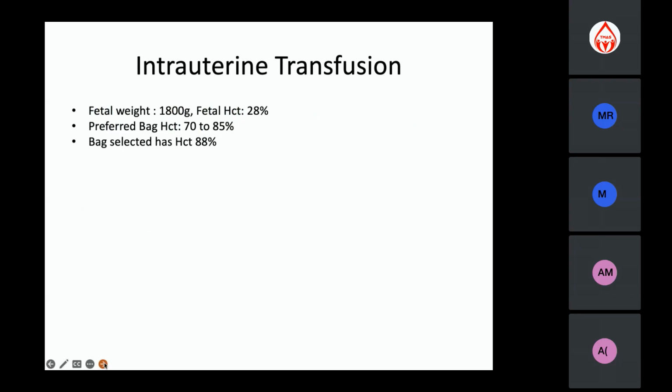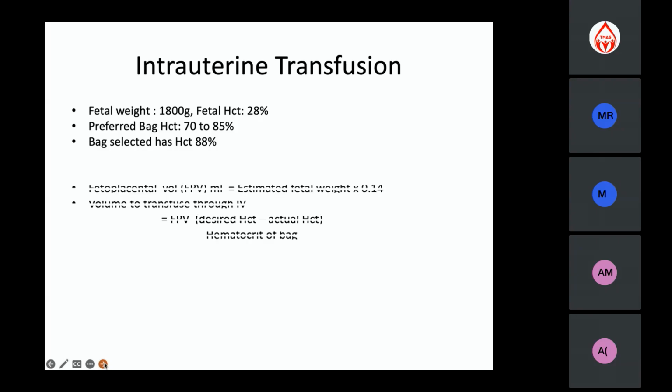With respect to the same patient, suppose the patient is planned for intrauterine transfusion, and the estimated fetal weight is 1800 grams by ultrasonography, and the fetal hematocrit is 28% by cordocentesis. The preferred bag hematocrit from the clinician was 70 to 85%, and the bag which we chose was 88% hematocrit. So determine the volume of transfusion for intrauterine purpose.